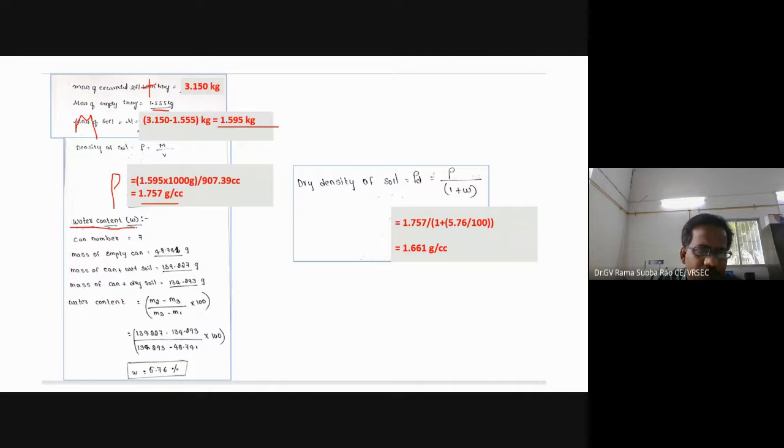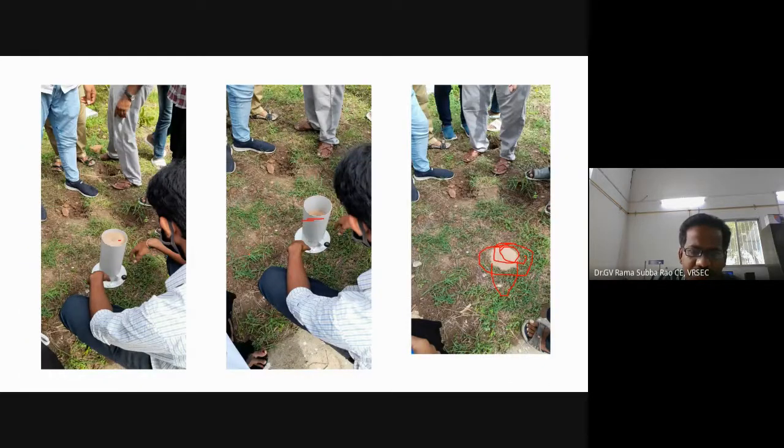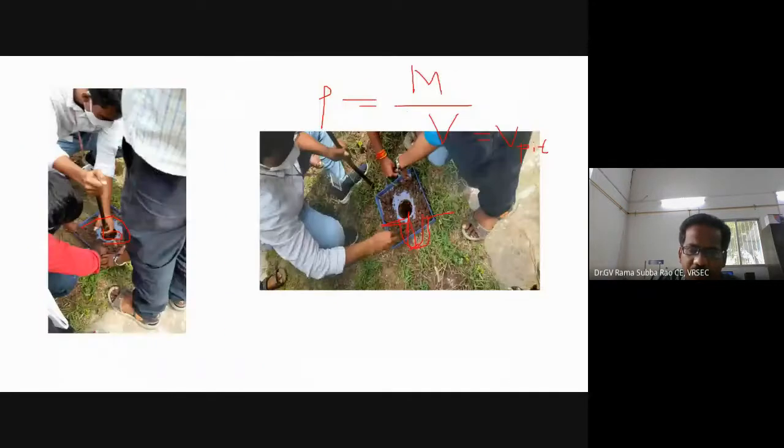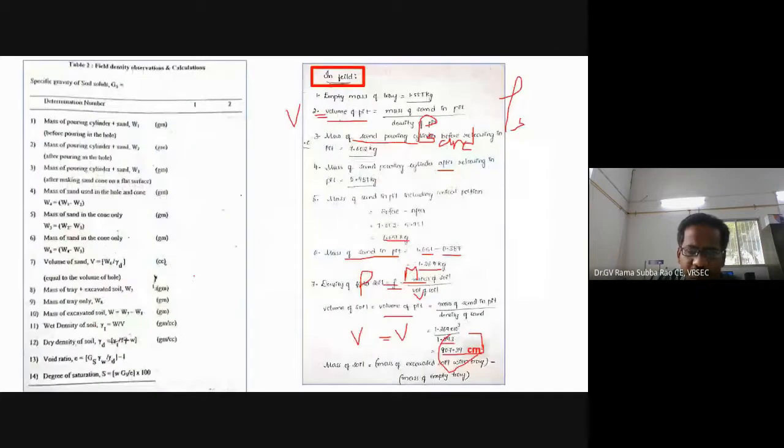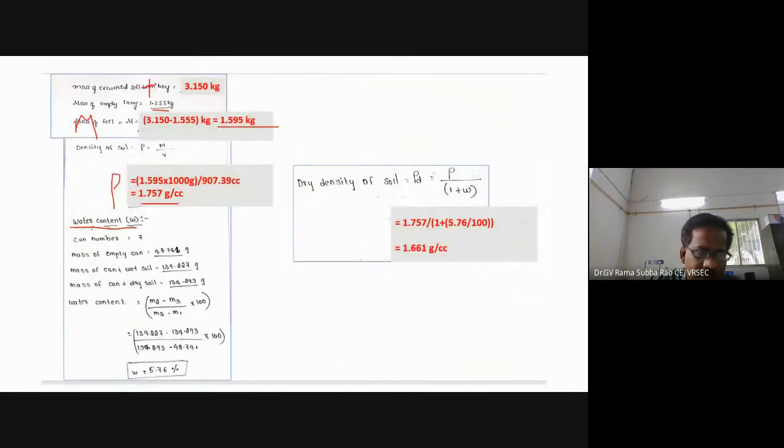Now how to determine water content? Whatever soil you have collected from the field, try to keep the soil, especially the inner portion of the soil, in the oven. Minimum 25 gram you have to take in order to determine water content. The benefit of determining water content, I will explain once again. By knowing water content, it is possible to determine dry density. Rho d is equal to rho by 1 plus w. Please watch my previous video, which is on the fundamental relation between rho d, rho and w.